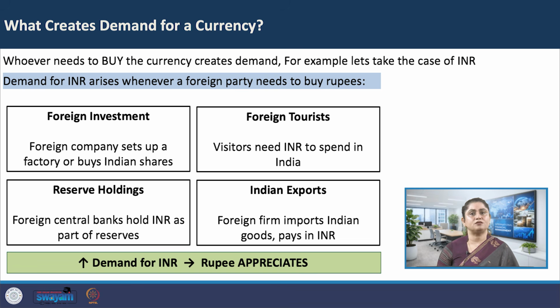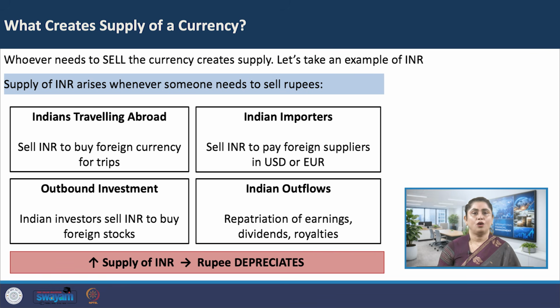A foreign tourist visiting India needs rupees to spend in India. A foreign government or central bank wants to hold rupees as a part of its reserve. Or a foreign firm has imported Indian goods and needs to pay the Indian exporter in rupees. All of these create demand for rupees. When demand for rupees rises, its value goes up. The rupee appreciates.